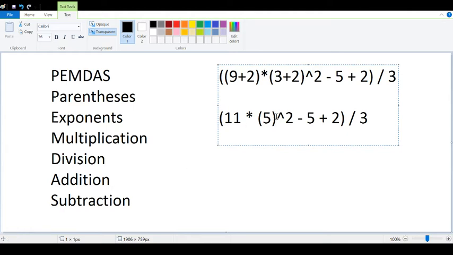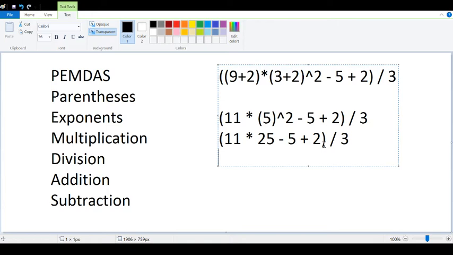Okay. But we have this, and that's our next point, which is exponents. Got to do all the exponents first. So we've got that 5 to the second power, which 5 squared is 25 because it's just 5 times 5. So 11 times 25, oops, there's our exponent, minus 5 plus 2, and I forgot my parentheses, but we're going to put that in parentheses and divide it by 3.